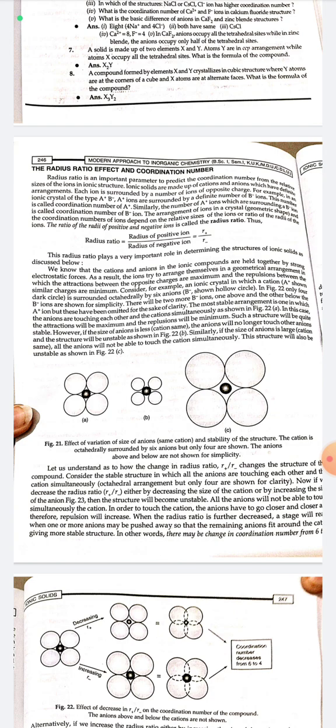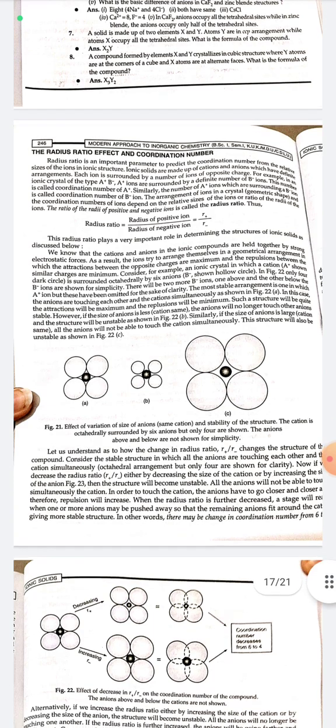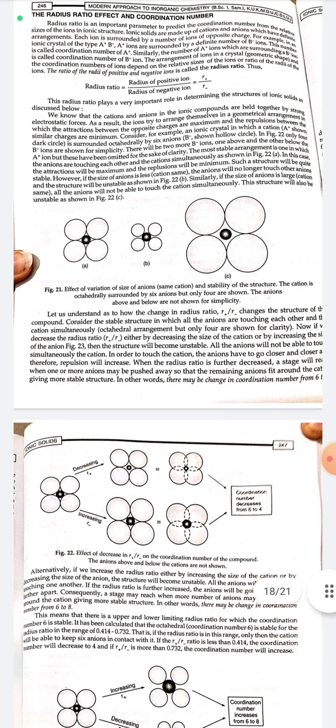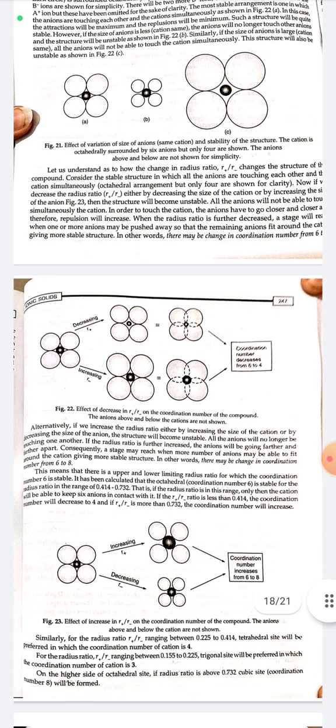The arrangement of ions in a crystal and the number of ions around each depend upon the relative size of the ions and the ratio of radii of the ions. The ratio of radii of positive and negative ions is known as the radius ratio. The radius ratio plays a very important role in determining the structure of an ionic solid. Let's consider how the radius ratio changes the structure of a compound.